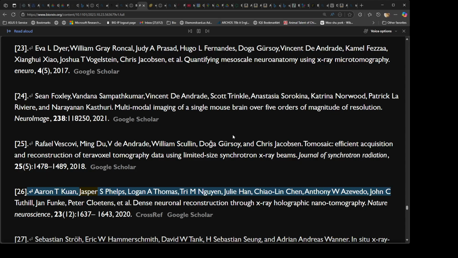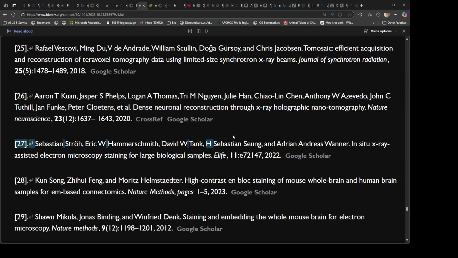Aaron T. Kwan, Jasper S. Phelps, Logan A. Thomas, Tri M. Nguyen, Julie Hahn, Chao Lin Chin, Anthony W. Azevedo, John C. Tuthill, Jan Funk, Peter Cloetens, et al. Dense neuronal reconstruction through X-ray holographic nanotomography. Nature Neuroscience, 23, 12, 1637, 1643, 2020. Crossref, Google Scholar. 27.